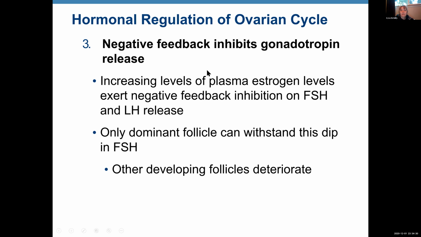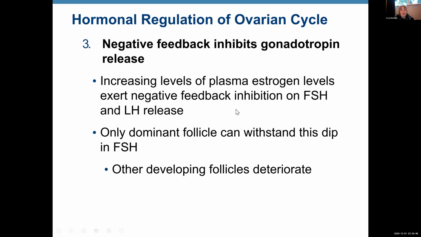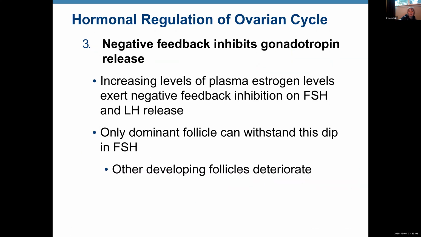So negative feedback inhibits gonadotropin release. Increasing level of plasma estrogen exerts negative feedback inhibition on FSH and LH release. And not only estrogen, progesterone as well. Estrogen and progesterone and inhibin. This actually is the one when estrogen is still high. So when estrogen is still very, very high, then it inhibits the release of FSH and LH, and it drops the level of FSH and LH. So with this drop, only the dominant follicle can withstand this drop of FSH, and other developing follicles deteriorate.